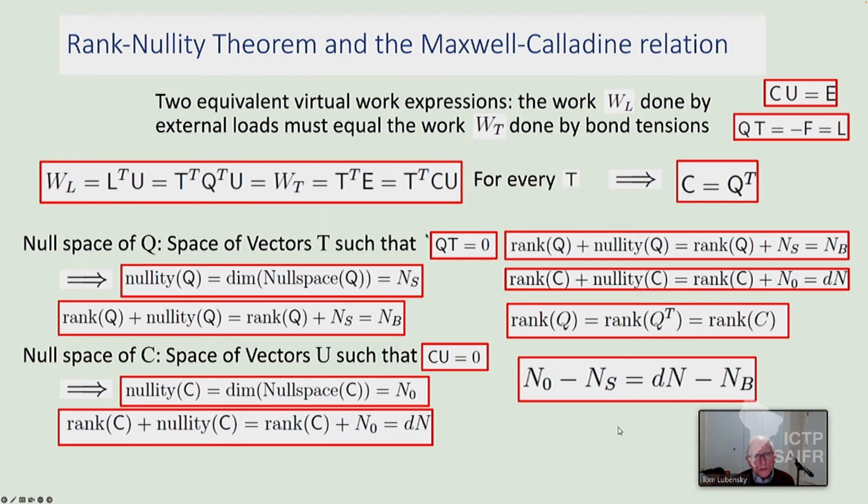So the null space of Q, the nullity, which is the dimension of the null space of Q, is equal to the number of states of self-stress. Then we have the general relation for linear operators or matrices that the rank of Q plus the nullity of Q is equal to NB. I always have to think to make sure I get the direction straight. Q is a Dn cross NB matrix because it takes tensions into forces.